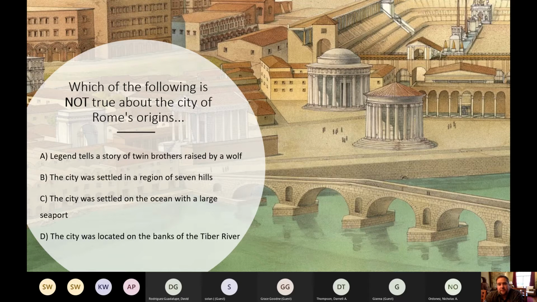Okay, Darnell, what do you think? I think it is B. The city was settled on a region of 7 hills. Okay, great. I love that you answered, but that's actually not the correct answer because that is true. They were settled on a city of 7 hills. So let's see. Gianna, you had your hand up. Did you have another answer?